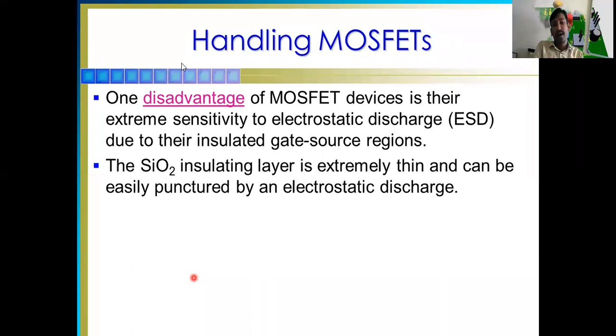Now the other one: here silicon dioxide, an insulating material, is used. It is very thin and can be easily damaged by electrostatic discharge. So wherever the material is thin, like we use plastic so that we don't get a shock, the same way, that is a dielectric material, right? This is silicon dioxide. That material is used for that.